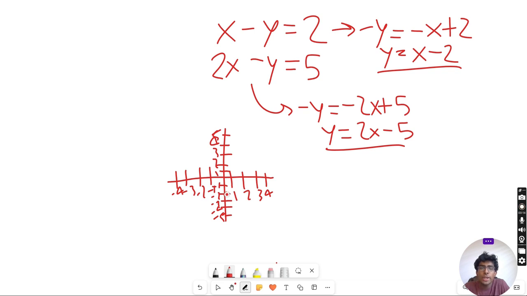And then follow the slope, right? The slope is 1. So up 1, right 1, or down 1, left 1. Both work. So up 1, right 1. That's going to be here. Up 1, right 1. That's here. Up 1, right 1. And then down 1, left 1, down 1, left 1.